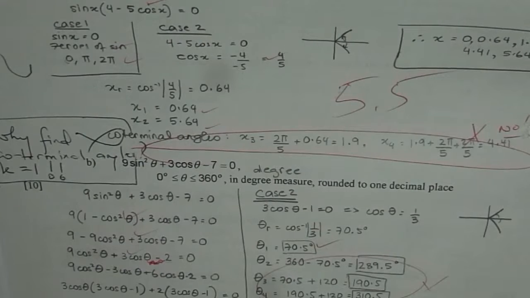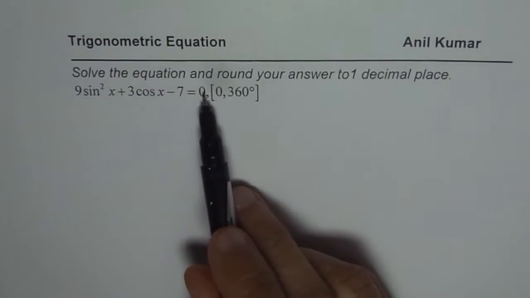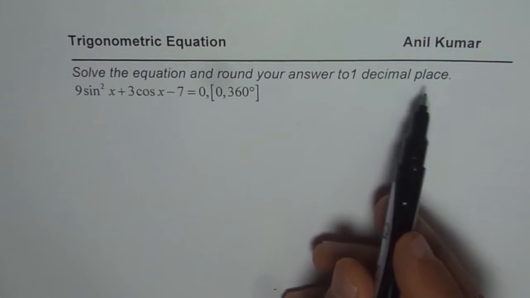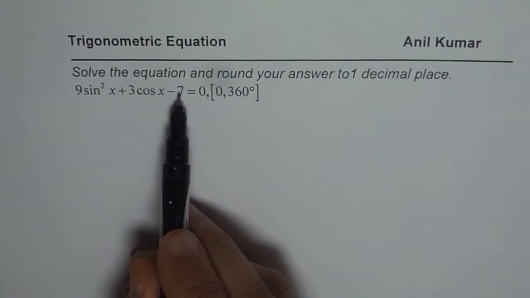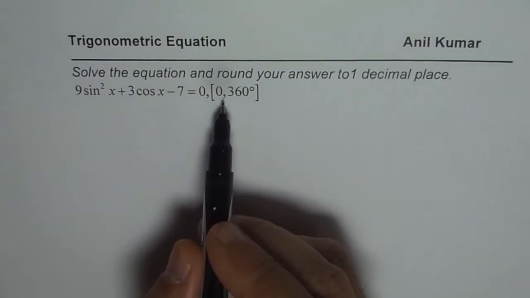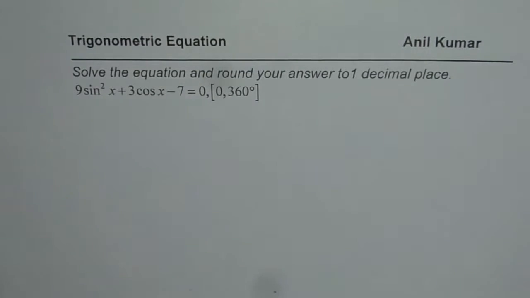Let us have a good look at it. The question is, solve the equation and round your answer to one decimal place. 9 sine square x plus 3 cos x minus 7 equals 0, when the domain of the function is between 0 to 360 degrees. Now that means you have to write the answer in degrees, right?